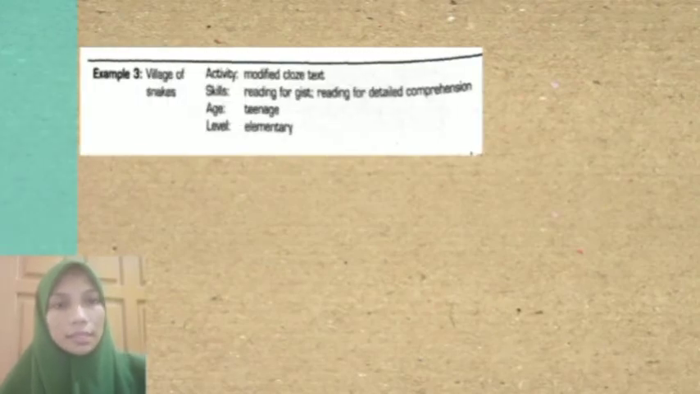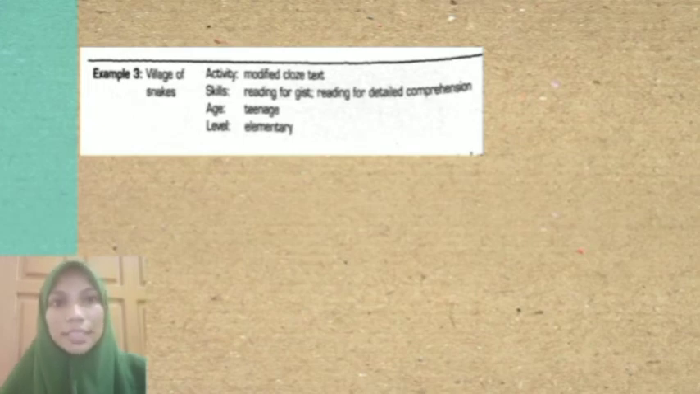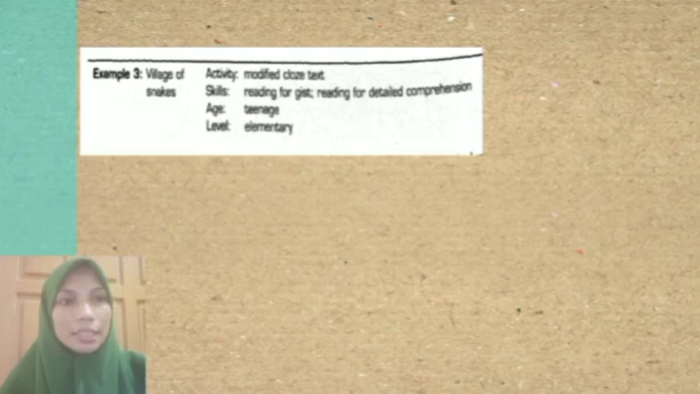Example 3. The activity: modified cloze text; skill, reading for detailed comprehension; age, teenage; level, elementary. So, with this example, the teenage students are going to read about snakes and snake charmers in an Indian village. The teacher starts by asking students if they know any words about snakes and the people who play with the snake. Words like poison, poisonous, and snake charmers will be elicited.